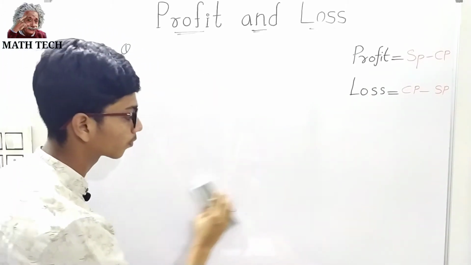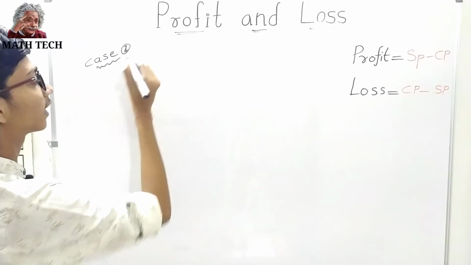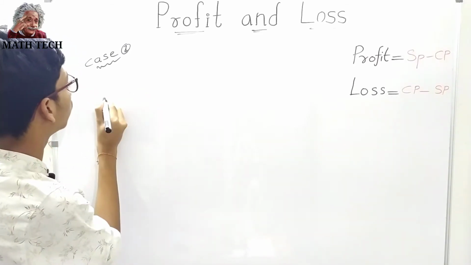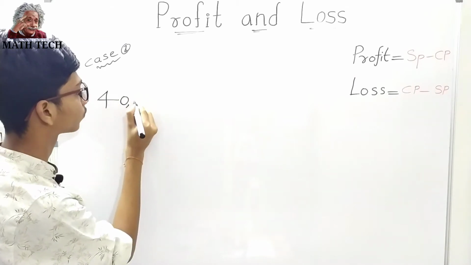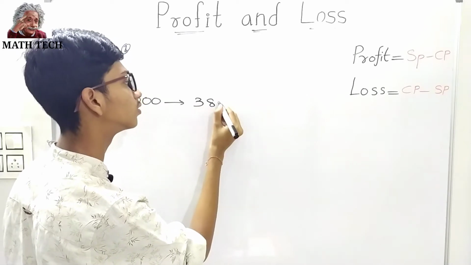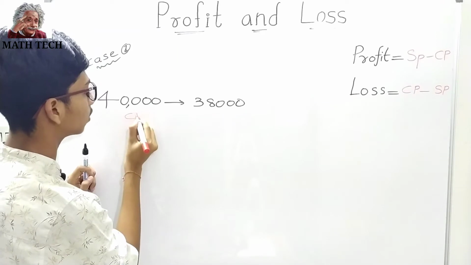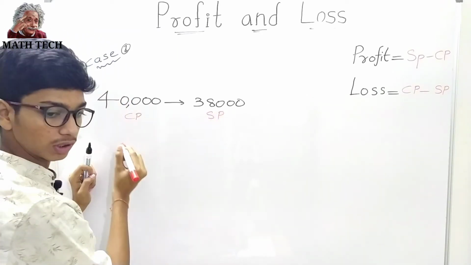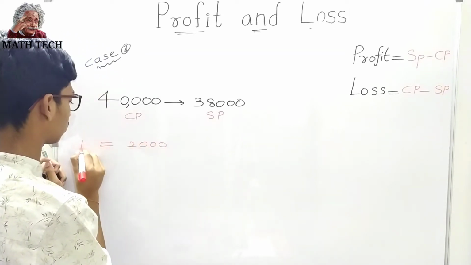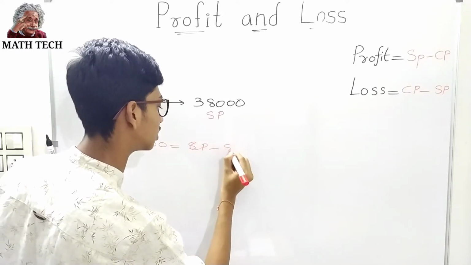So case 2, loss percentage. How to find the loss percentage? This is case 1 and case 2 is loss. When we get the loss, you have bought it for 40,000 and you have sold it for 38,000, so you will get the loss of 2,000 rupees, that is CP minus SP.